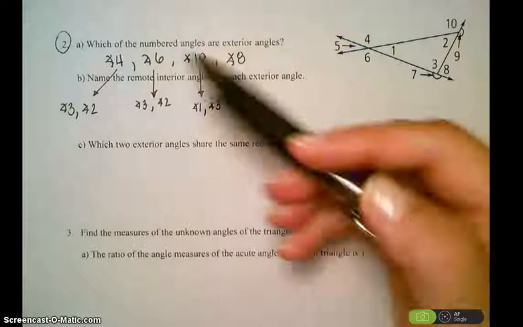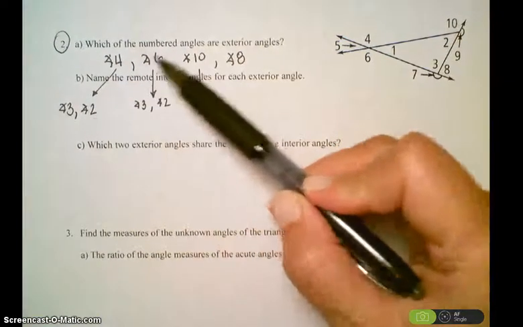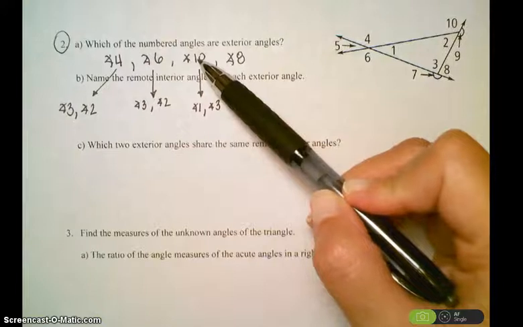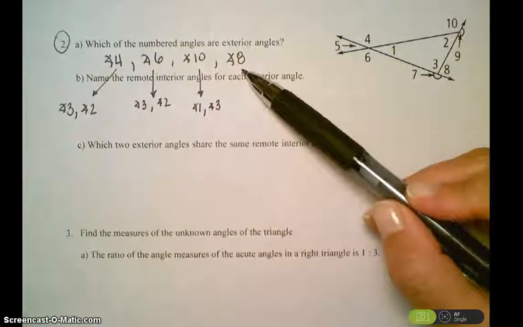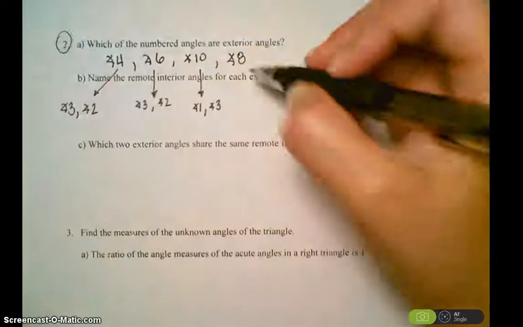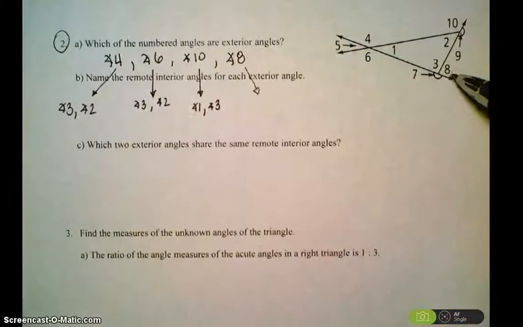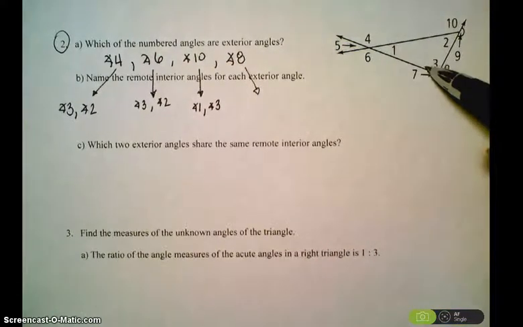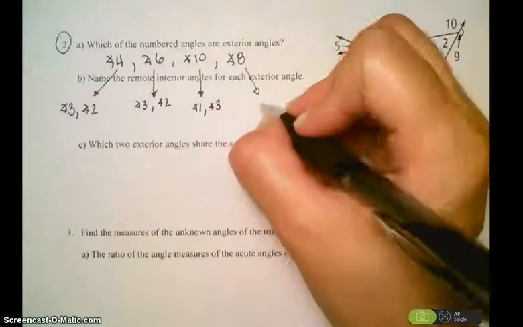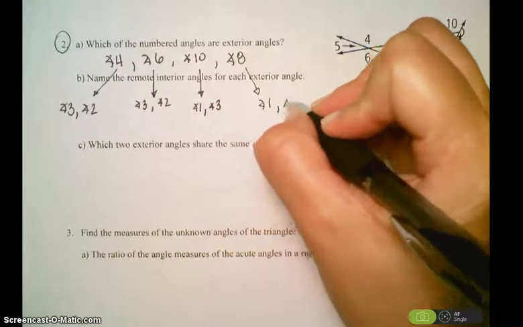Okay, I've written down the remote interior angles that go with the first three exterior angles, and then for the last one we'll take a look at it. With angle 8, which is outside the triangle right here, forming a linear pair with angle 3, the interior angles that are far away from angle 8 are angle 1 and angle 2.